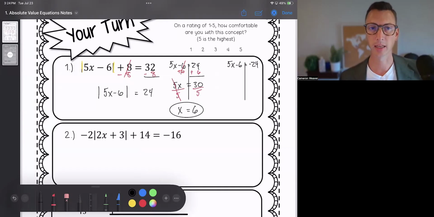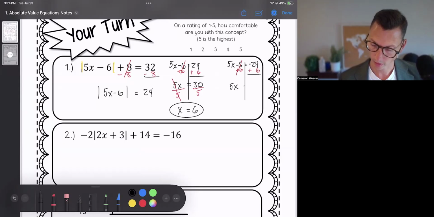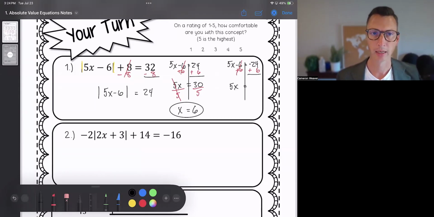Do the same exact thing on the other equation. Eliminate the constant first, as always. So we will add 6 to both sides. 5x is equal to -24 plus 6. This is going to give us a -18.